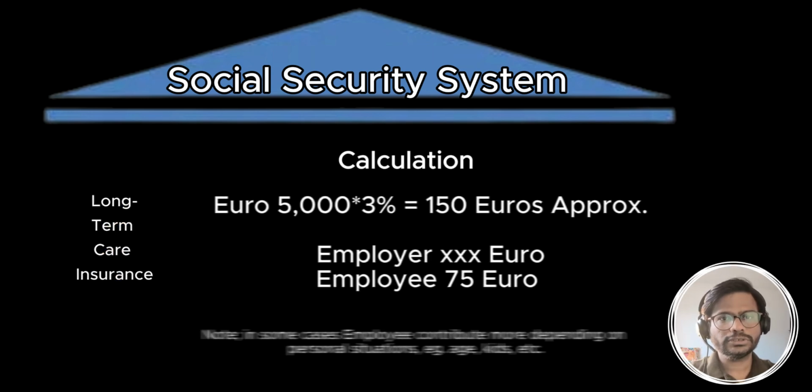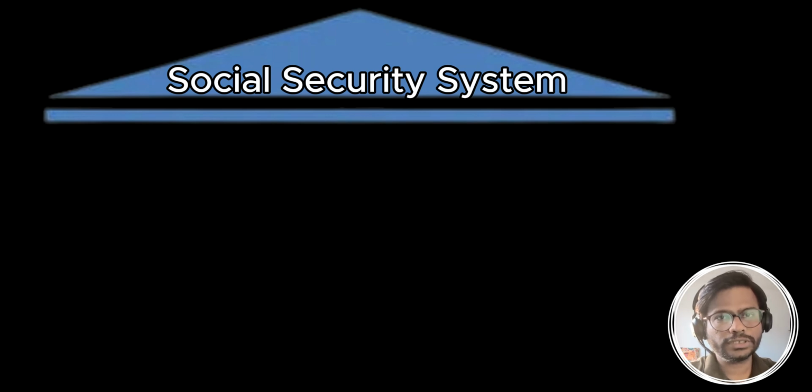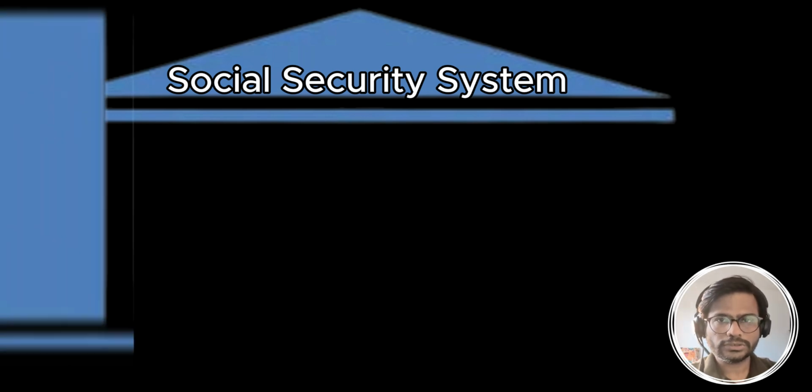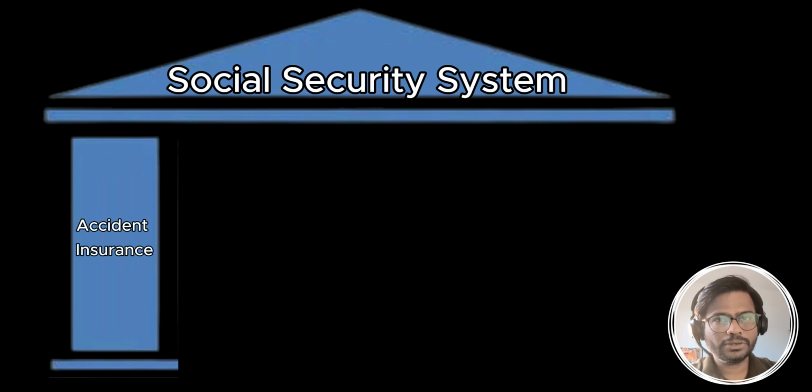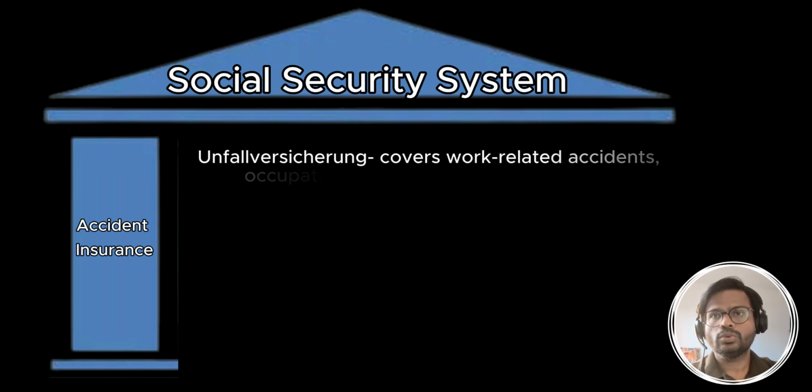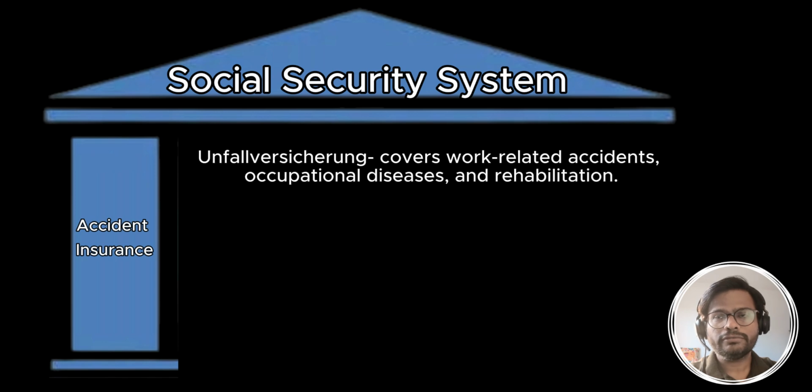The next pillar, which is the last pillar of this social security system, is accident insurance. As the name suggests, this pillar takes care of you when there is an accident and due to which you have some financial trouble and are not able to work. This is also known as Unfallversicherung, and covers work-related accidents, occupational diseases, and rehabilitation. That means any disease or illness which occurred due to your work.